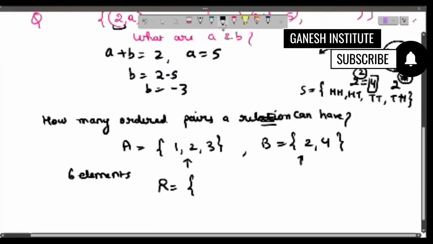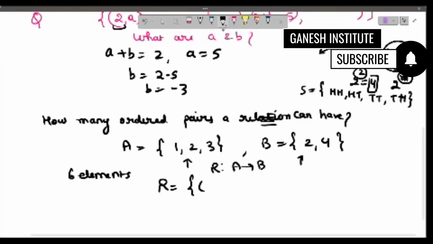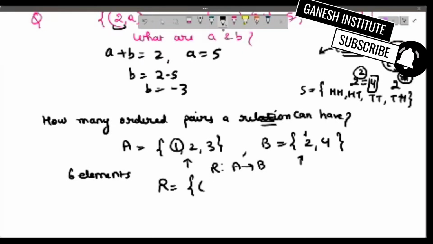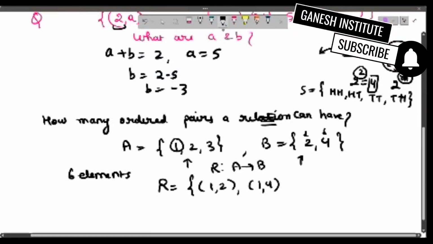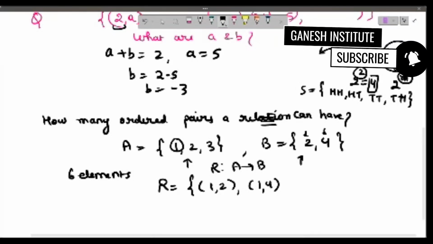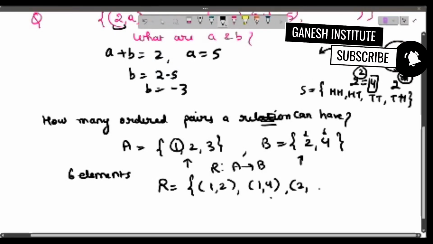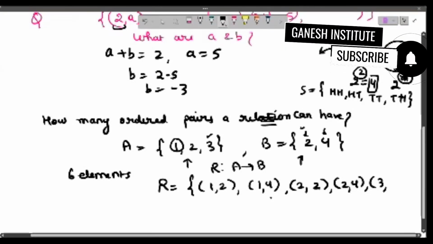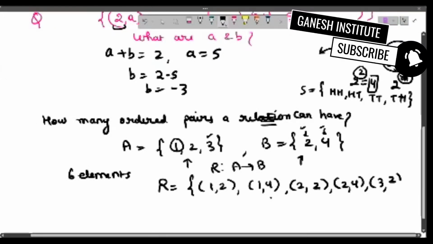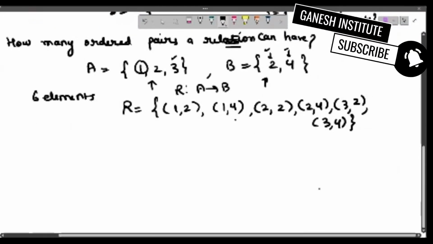How? Because if you are moving from A to B, 1 can be mapped with 2 and 4. Am I audible? Yeah. Okay. Then 2 can be mapped with 2 and 4. And as for 3, 3 can be mapped with 2 and 4. So you can see 6 elements are there, right?